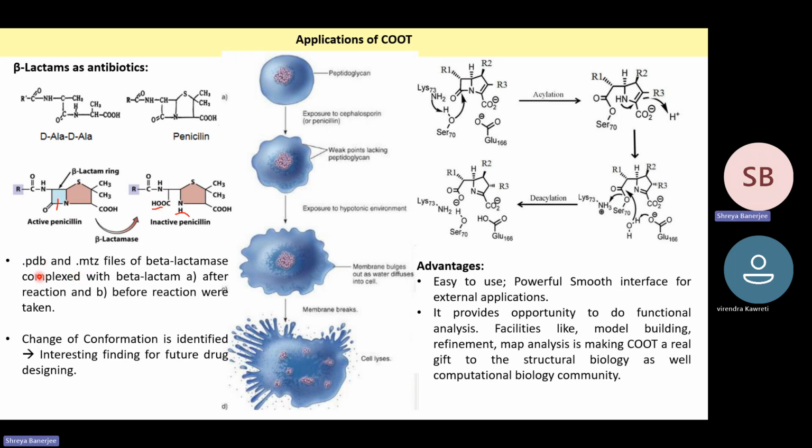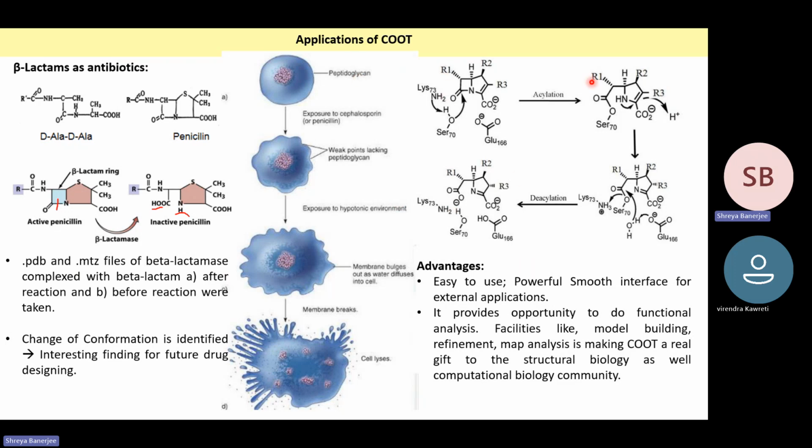Now, PDB files and MTZ files are available for the beta-lactamase with the penicillin and without the penicillin. So there is a change in conformation. Beta-lactamase is a protein, and there is a change in conformation of the protein when it is isolated, and when it interacts with penicillin, it changes into something else. By studying the PDB and MTZ files, we can identify this change of conformation, and that will help us in designing drugs.